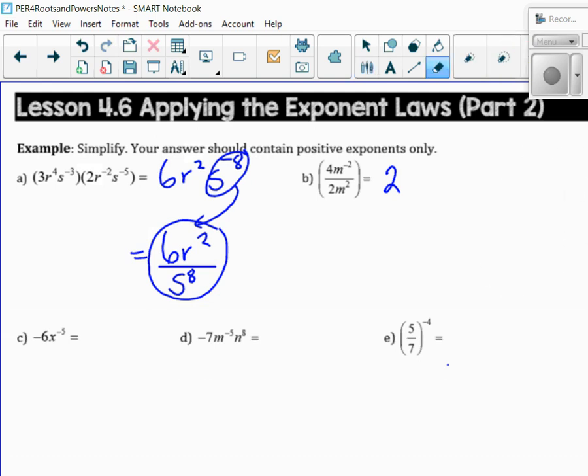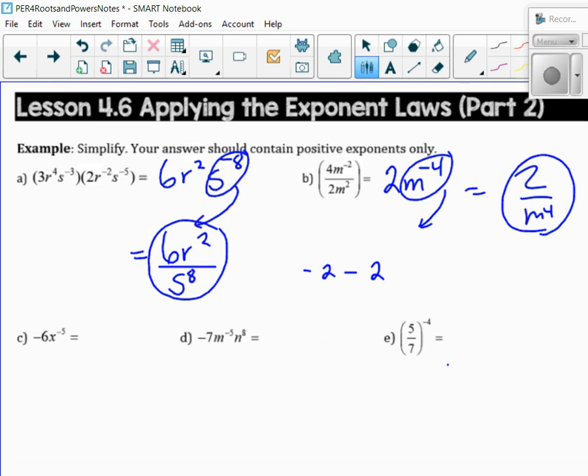Okay. m to the power negative 2 divided by m to the power 2. This is how you're going to get tricked on your quiz. You might want to write it out. What are we doing with these exponents because it's division? Subtract. So really this is negative 2 subtract 2. So what do we get there? Negative 4. So m to the power negative 4. I cannot leave my answer with negative exponents. So what do I do with that? Very good.